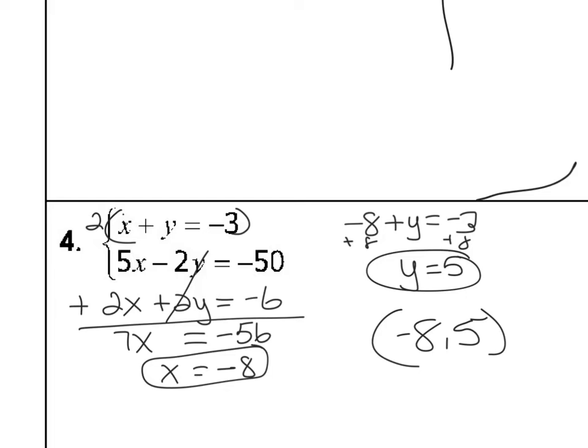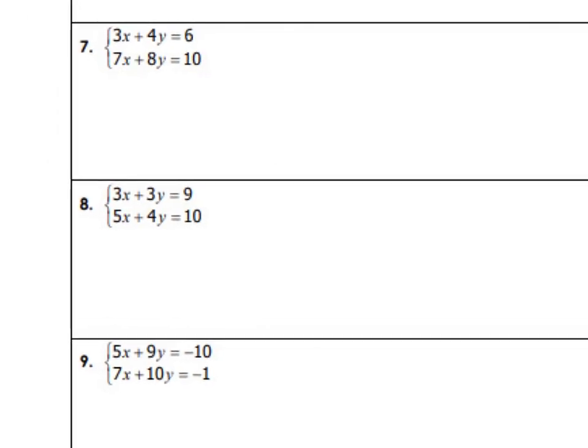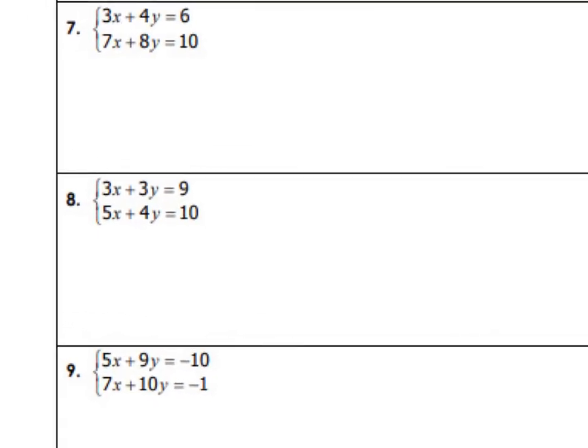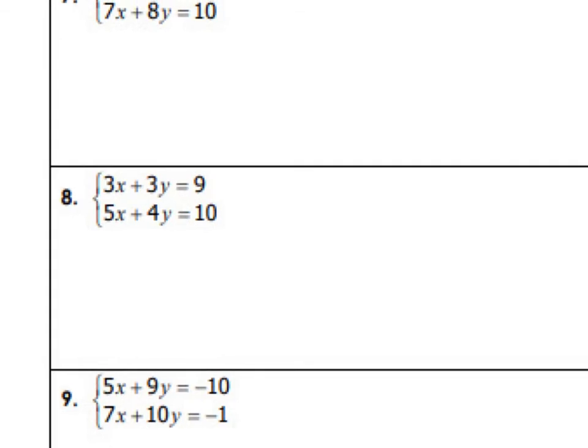Okay, let's look at number 8. This one's a little different. All right, we got 3 and 5 and 3 and 4. So I don't have any that it's just a 1. So it means I'm going to have to multiply to either get a common multiple or multiply them by each other.